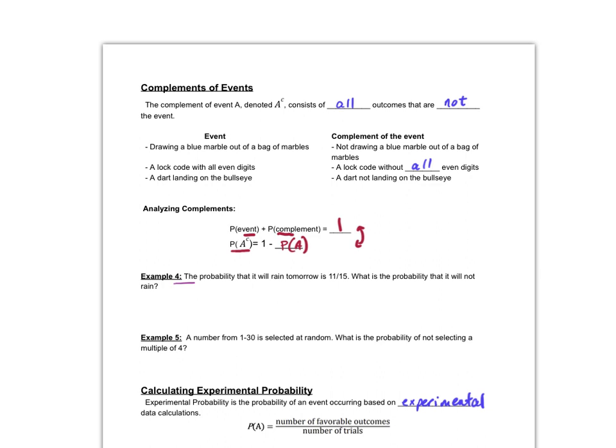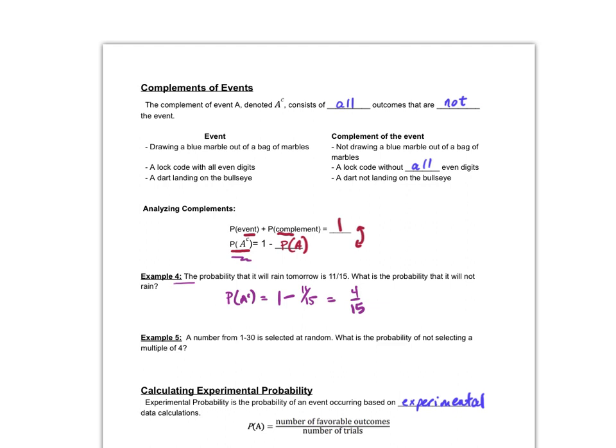tomorrow is 11/15. What is the probability that it will not rain? Well, the probability that it will not rain, the complement, is equal to 1 minus the event, which is going to be 1 minus 11/15, or 4/15, that it will not rain tomorrow.